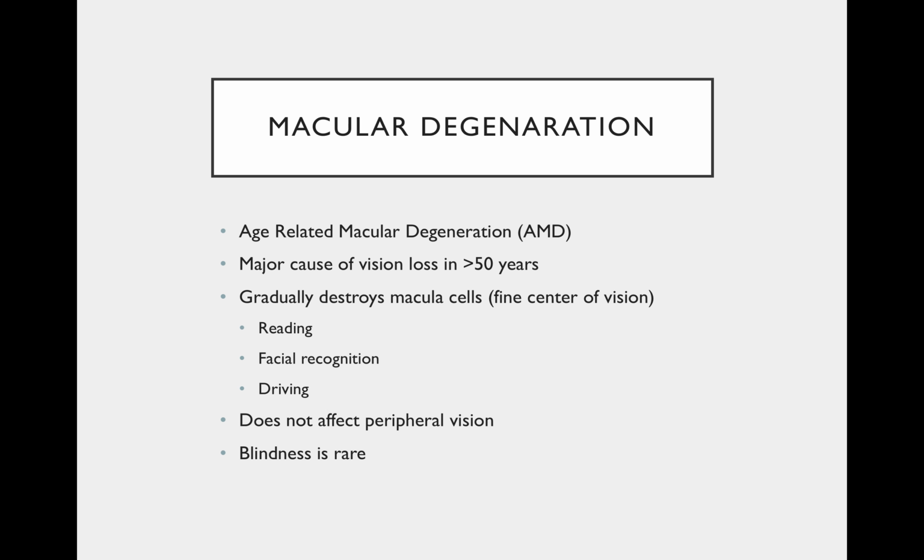Macular degeneration, or AMD, is a major cause of vision loss in those over the age of 50. It gradually destroys macular cells, which are in charge of your fine central visual acuity. In this sense, it damages your ability to perform functions such as reading, facial recognition, and driving. It tends not to affect the peripheral vision, and complete blindness is rare.